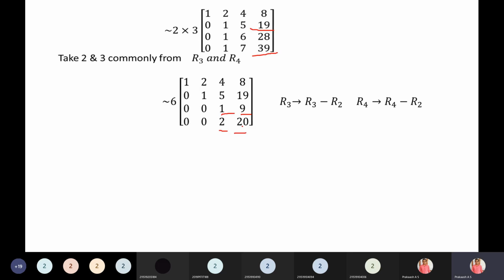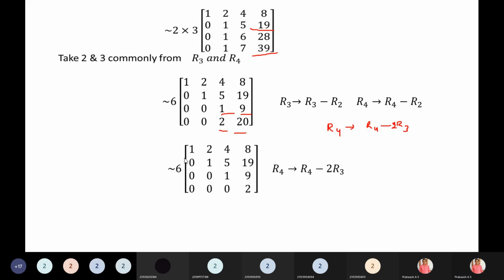After that, I want to make this element 0. So what I will take, R4 is R4 minus 9 R3. So it is 2 into R3. So 2 minus 2 is 0, and 20 minus 18 it is 2. So the product of eigenvalues, that is our determinant value, 2 into 6 is 12. So the absolute value of lambda 1 lambda 2 lambda 3 is 12.